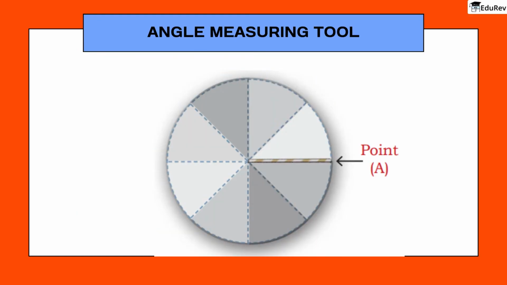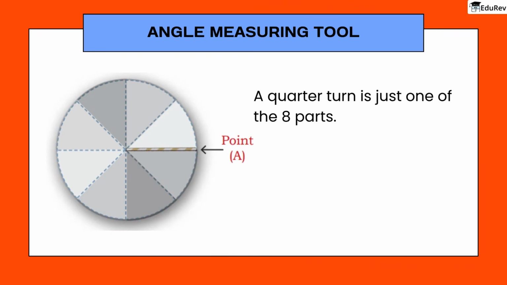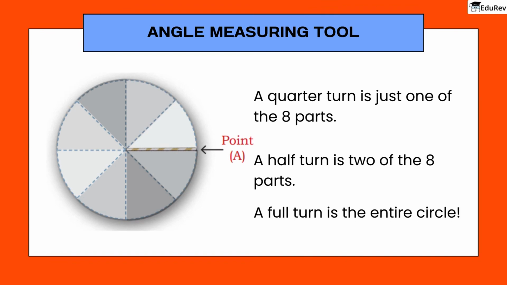Now that we know about turns, let's make our very own turn measuring tools. This is our angle measuring tool. A quarter turn is just one of the 8 parts. A half turn is 2 of the 8 parts. A full turn is the entire circle. Use these tools to see the size of different turns.